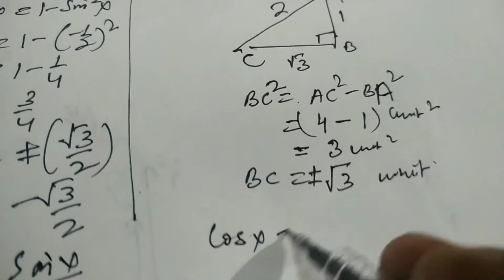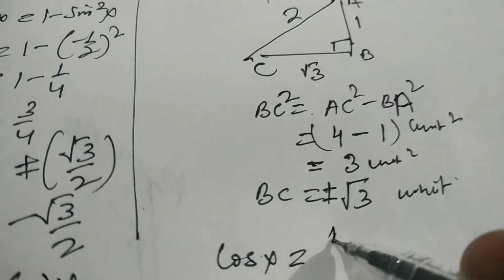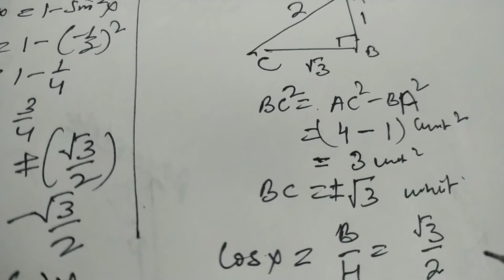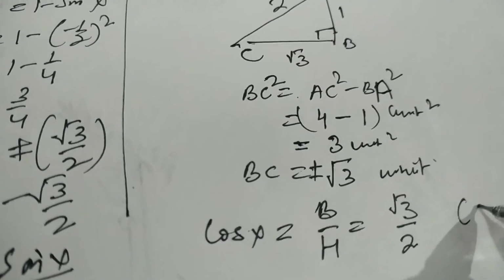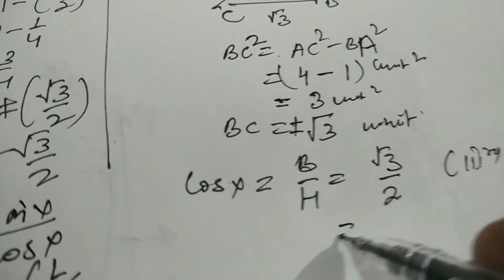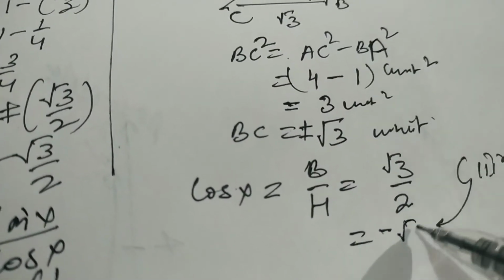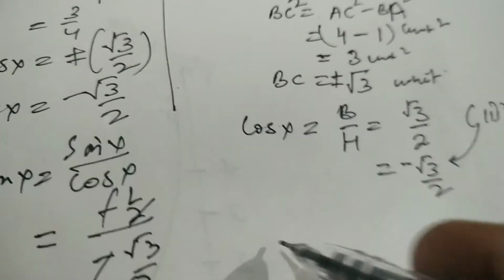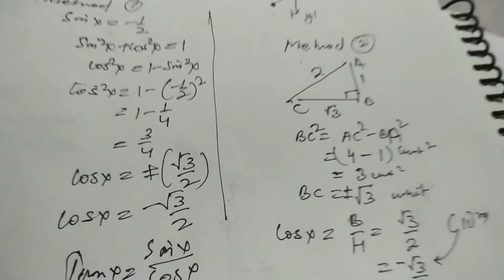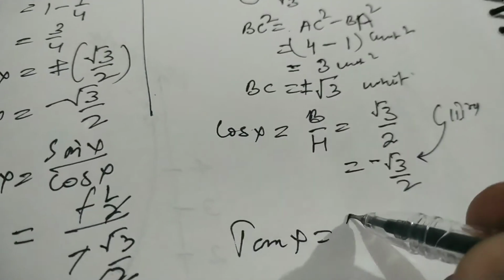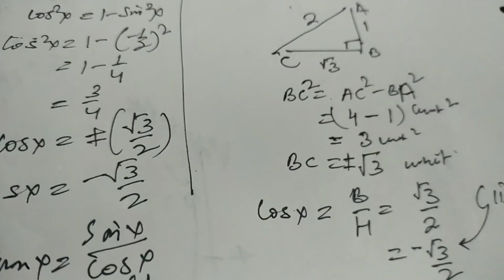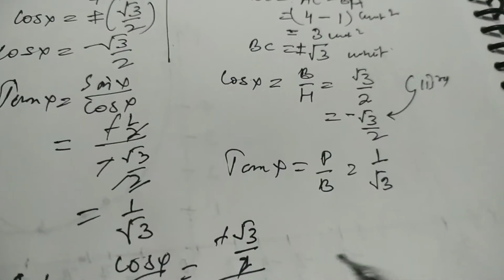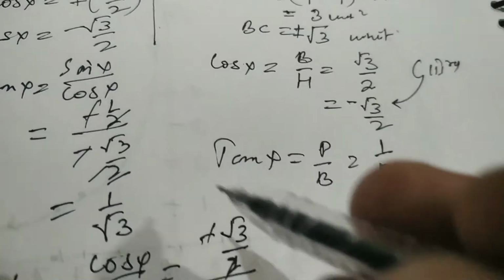Then cos x is equal to base upon hypotenuse, b upon h, where b is root 3 upon 2. But we know that cos x is negative in the third quadrant, so we write minus root 3 upon 2. Now tan x is equal to perpendicular upon base, and perpendicular we have 1 and base root 3. 1 upon root 3. Both are positive, so tan x is positive.